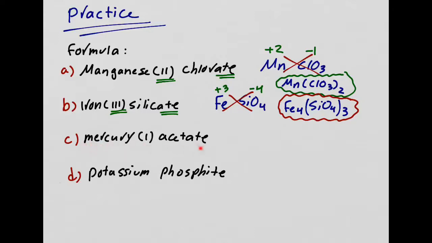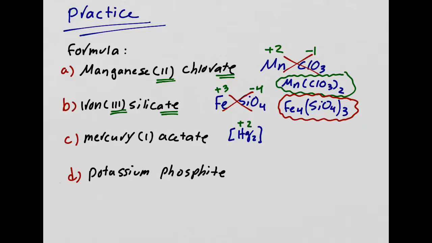Alright, mercury 1. Go back to the notes. If you remember, we said that mercury 1 is a special case because mercury 1 doesn't want to hang out by itself. It is always hanging out with another mercury 1. So the way you write mercury 1 is Hg2 in brackets. But because you have 2 mercury 1 hanging out together, the overall charge is +2.